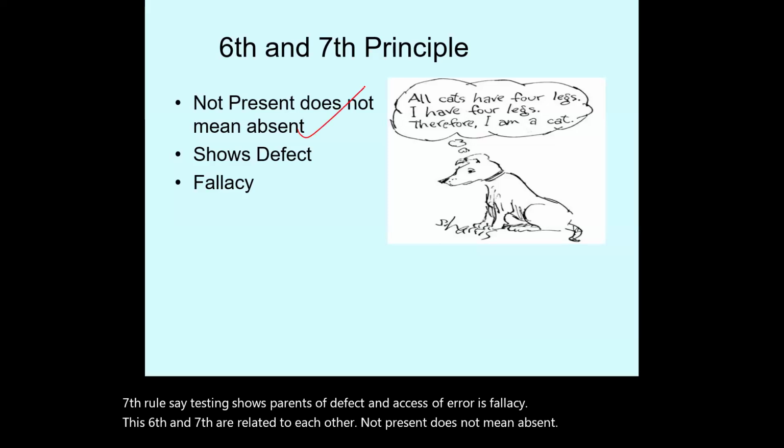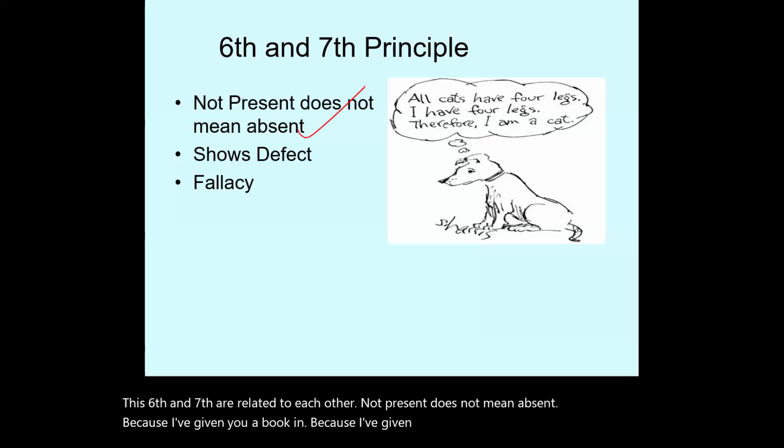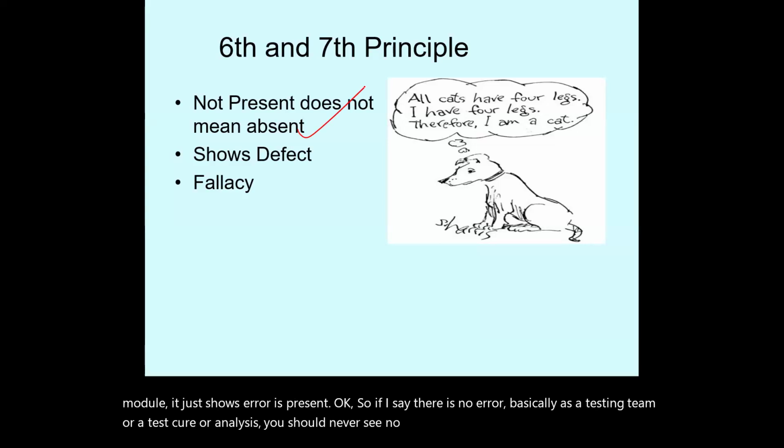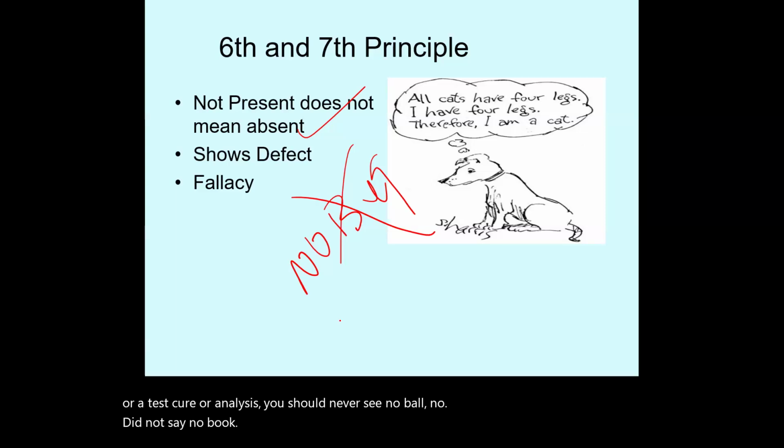Because if I've given you a bug in one particular module, it just shows an error is present. So if I say there is no error, as a testing team or a QA analyst, you should never say no bug in the system. It's not possible. Absence of error is fallacy means that there is always a bug present in the system.